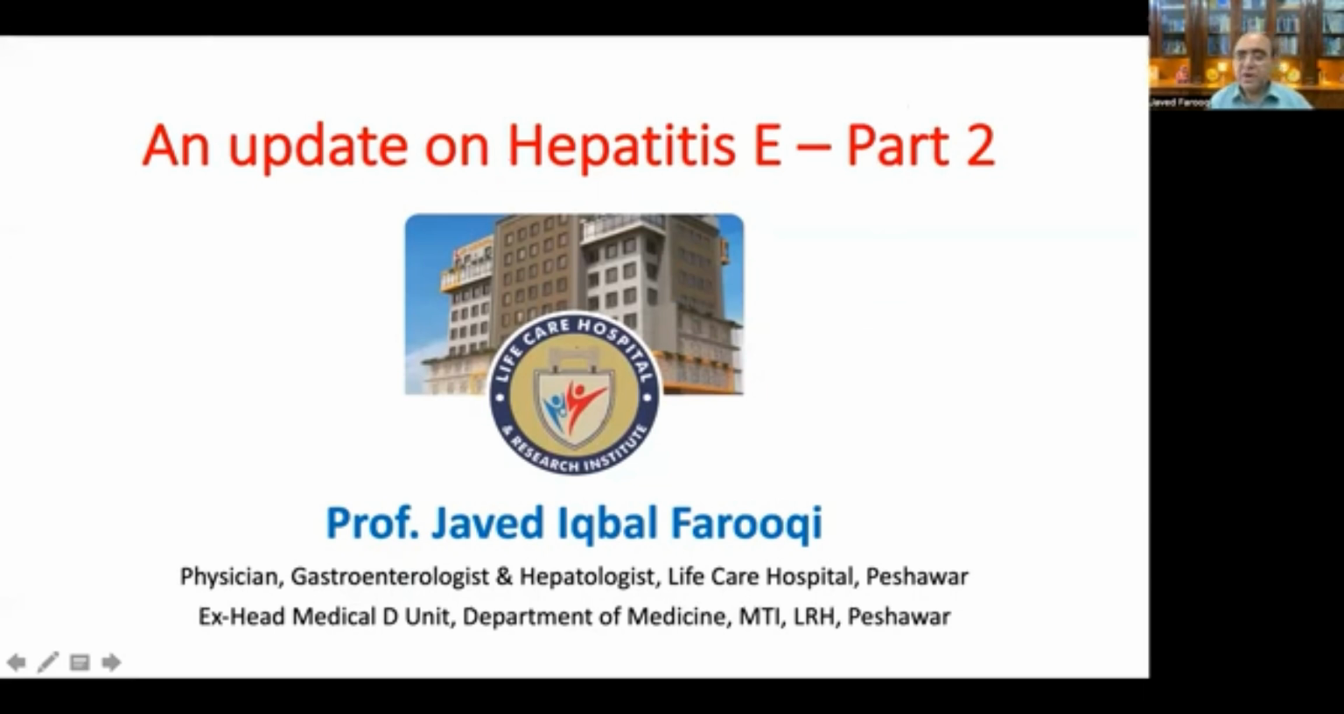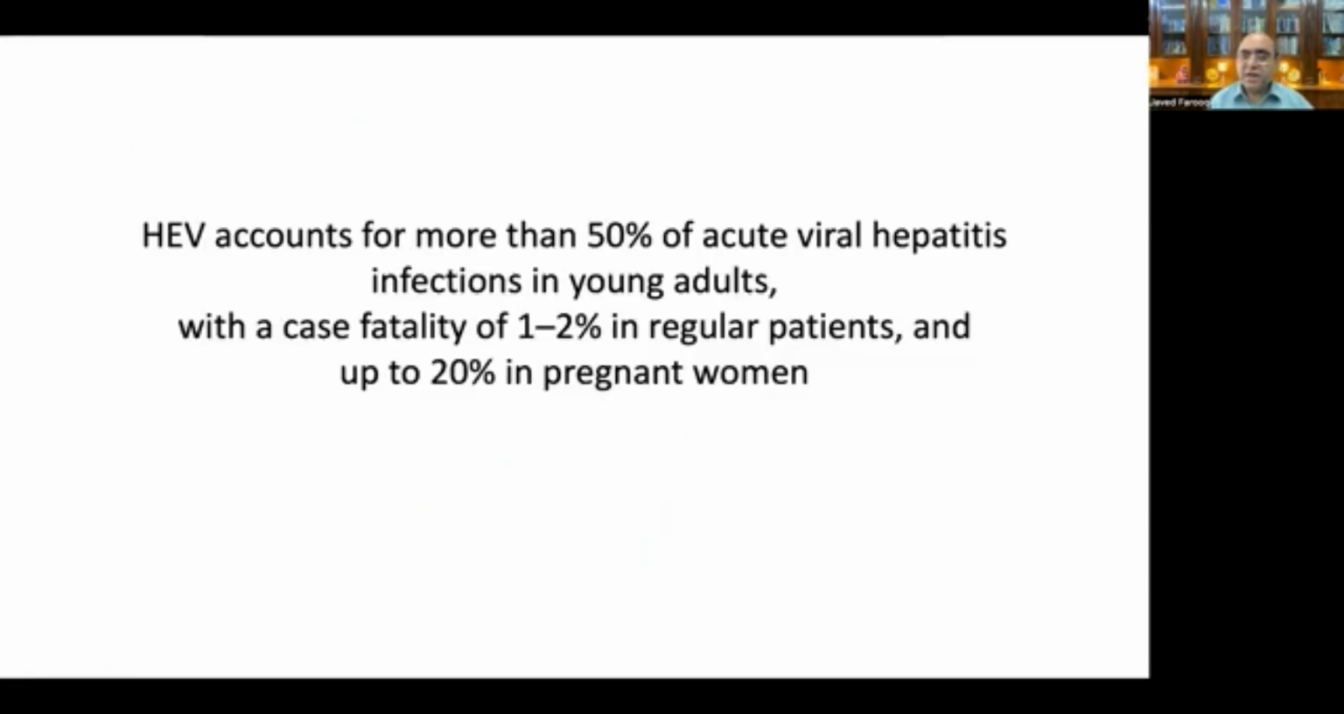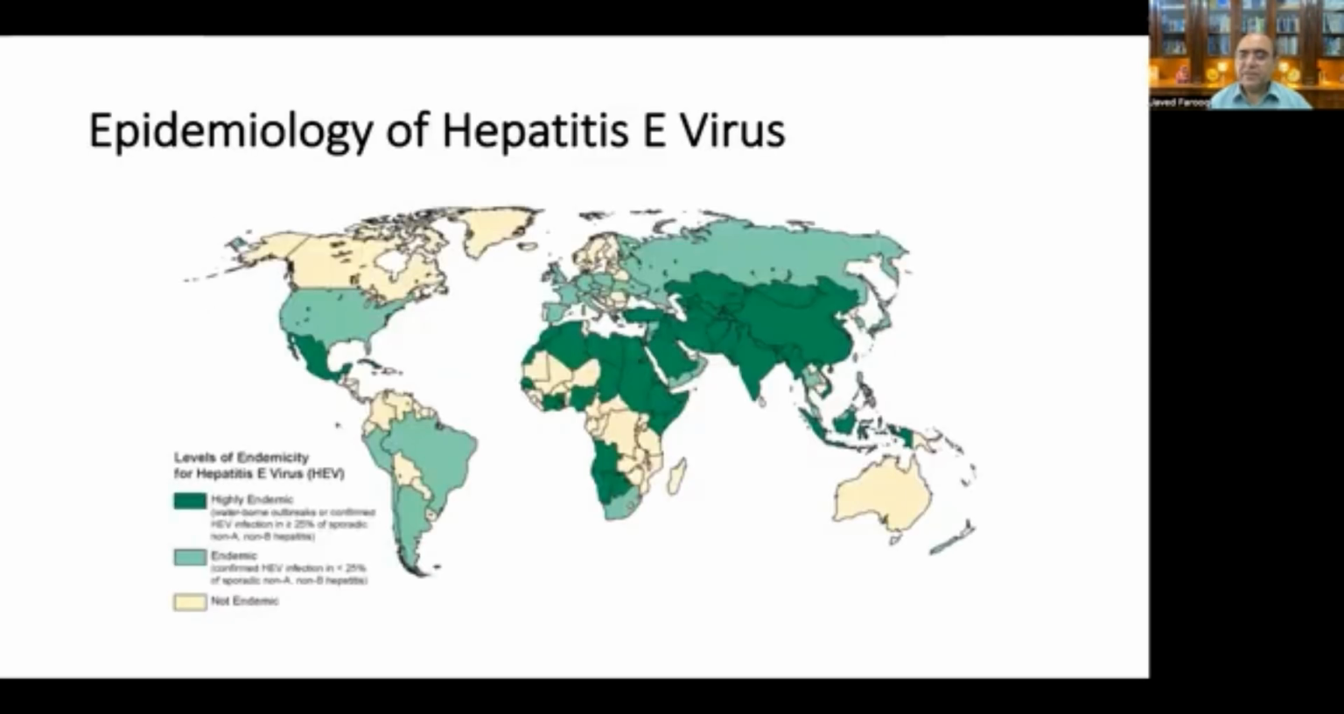So this is the second video on update on hepatitis E. We discussed in the first video that hepatitis E virus accounts for more than 50% of acute viral hepatitis infections in young adults, with a case fatality of 1 to 2% in regular patients and up to 20% in pregnant women. Then we discussed that all countries in the world have been divided into highly endemic, where the endemicity is more than 25%, endemic, where it is less than 25%, and non-endemic, when the data is not available or it is almost rare.